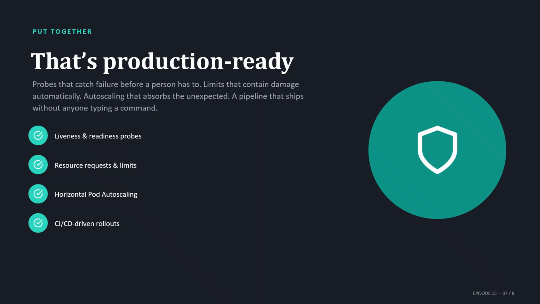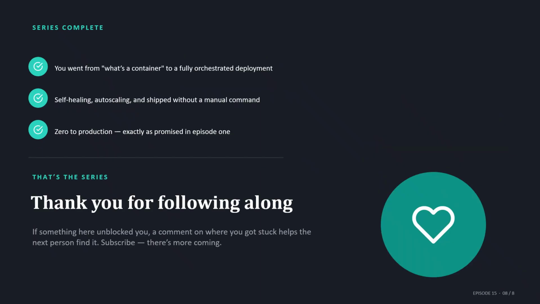Put together, that's what production-ready actually means. Probes that catch failure before a person has to, limits that contain damage automatically, autoscaling that absorbs load nobody predicted, and a pipeline that ships changes without anyone typing a deploy command by hand. That's the series. You went from "what's a container" to a fully orchestrated, self-healing, autoscaling, automatically deployed Kubernetes application. 15 episodes, 0 to production, exactly as promised back in episode 1.